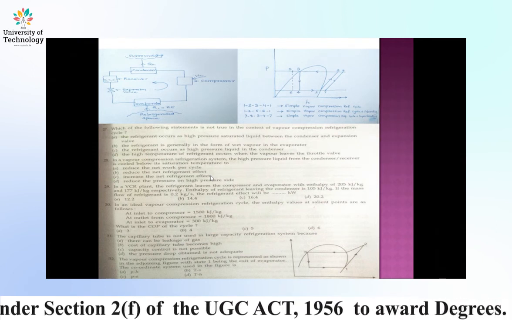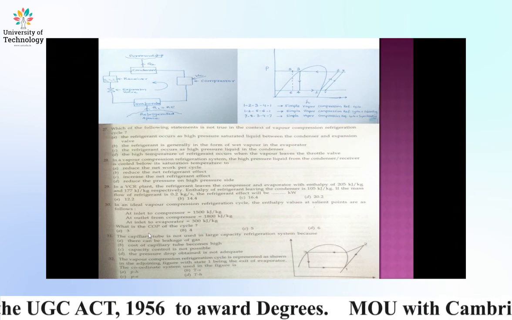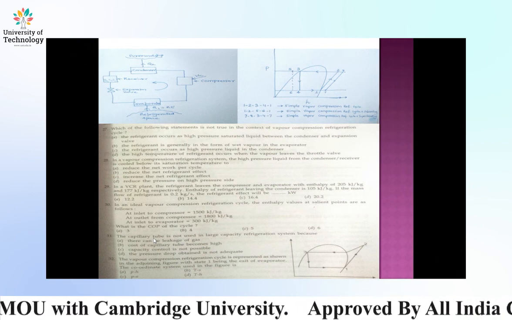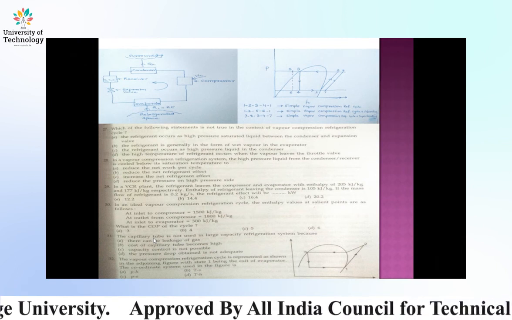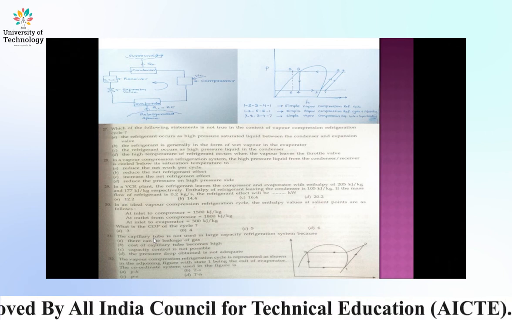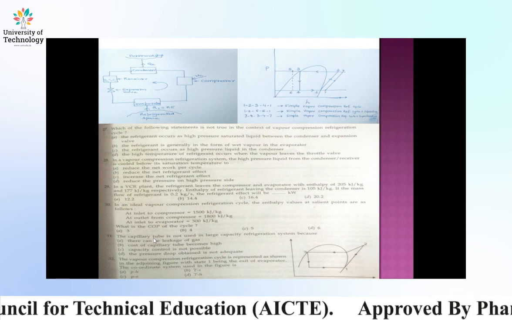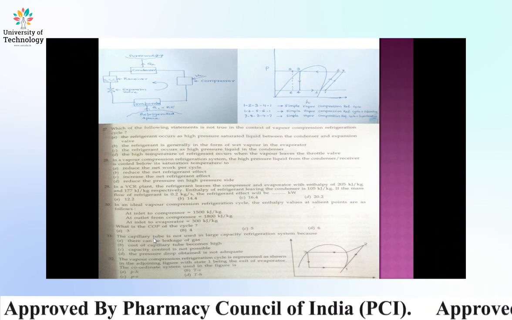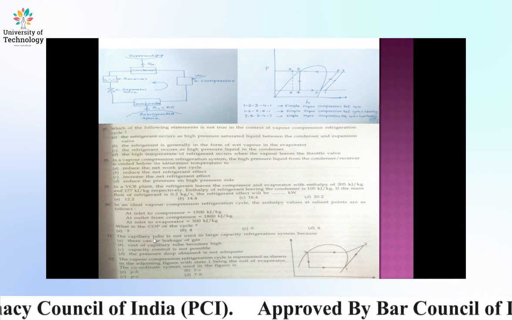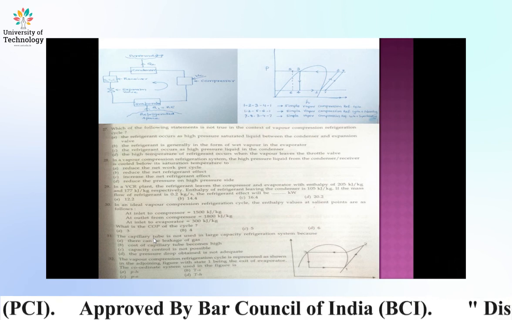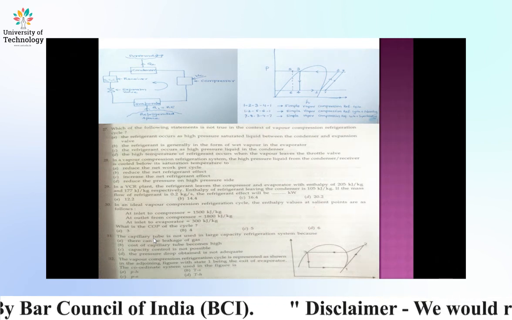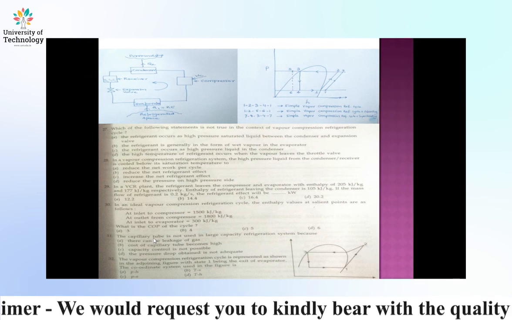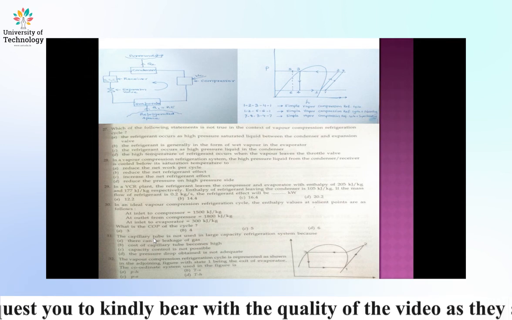Question number 31. The capillary tube is not used in large capacity refrigerant systems because a capillary tube is a very narrow tube which controls the flow. It is a restricted passage. When the variation in pressure is very high, the fluid cannot be controlled by using the capillary tube. That's why we require a throttling device, a throttle valve, for this.